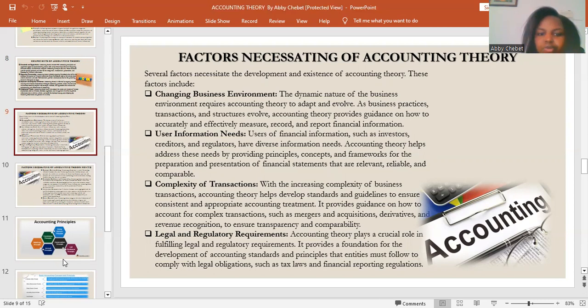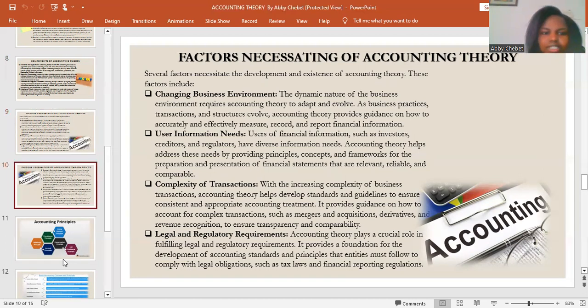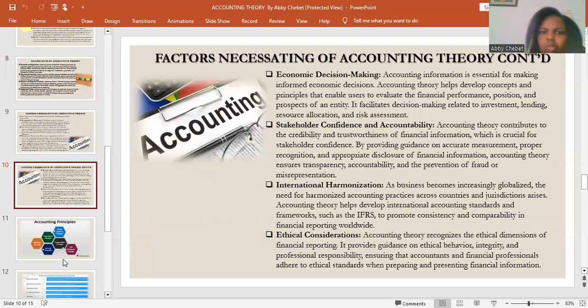The fourth one is legal and regulatory requirements, which provide a foundation for the development of accounting standards and principles that have to be complied with, and have legal obligations. We also have economic decision making. This is basically used to evaluate the financial performance of a given company or organization and be able to know the prospects of an entity, okay? It aids in decision making of the company.